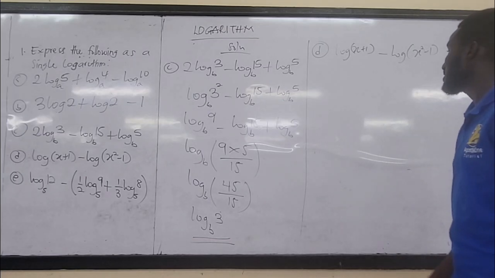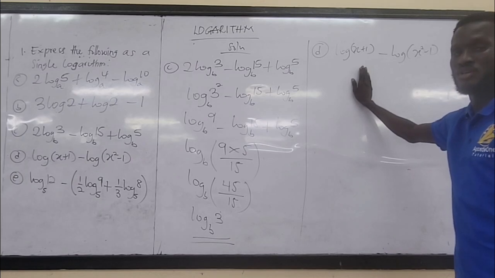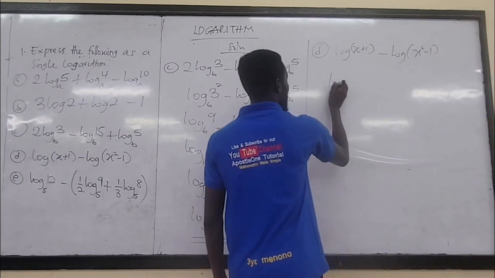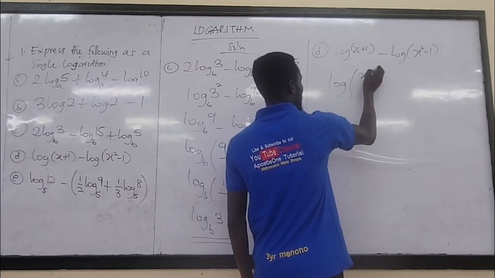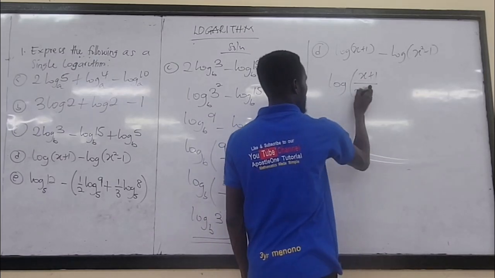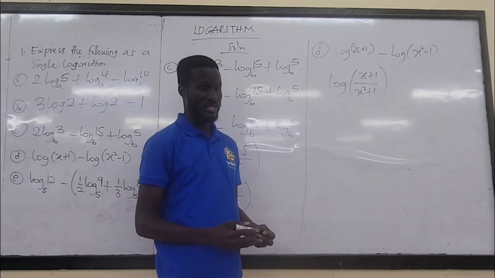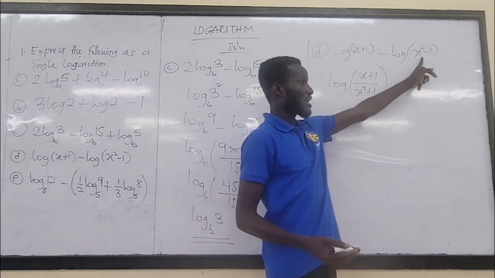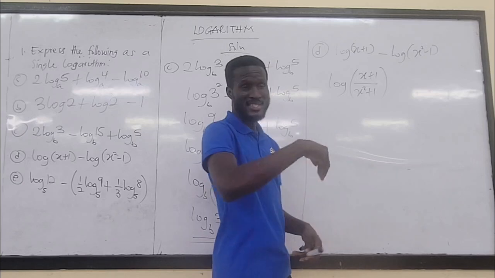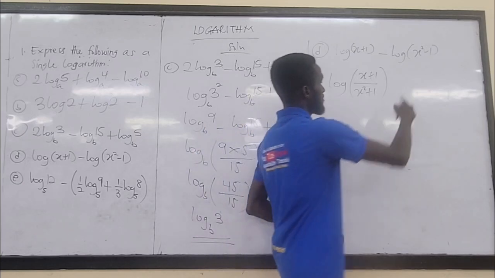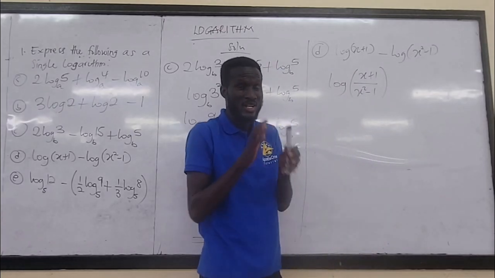Now, so let's see, this one they are subtracting. Subtraction means division of logarithms. So I need to take one of the logs, then I will divide. This one is x plus 1 divided by this one, that is x squared minus 1. Just as simple as that. You see how simple it is? Because this one is minus, this one is divided by this one. We are expressing them as a single logarithm. Now this one I can still go further because I can do something small about it.